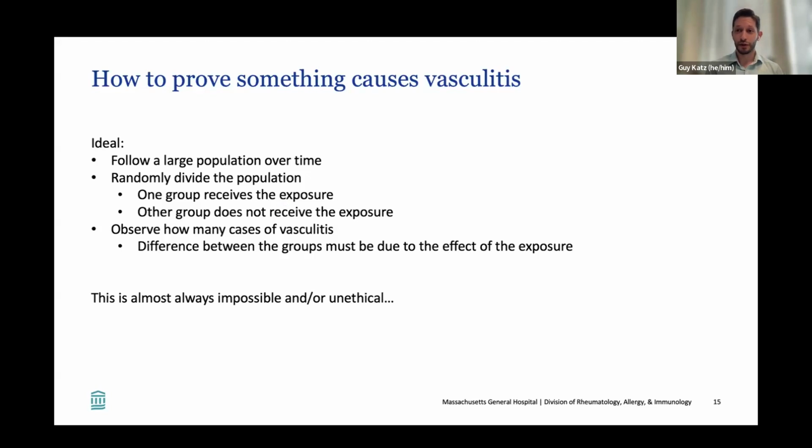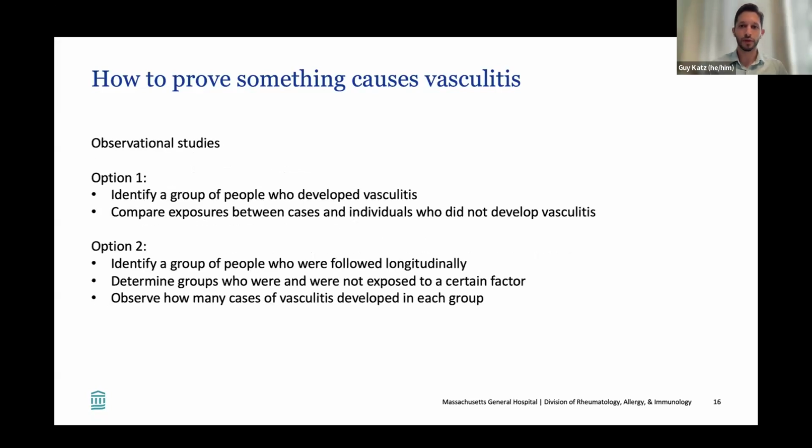If we were to try to figure out if tobacco causes vasculitis, and doing it in this way would mean that we have to assign half of the population to use tobacco and half of the population not to use tobacco. There are obviously inherent issues with that, so it's really not something that can or should be done. So we have to use other ways to figure out if something causes vasculitis. And the way we do that is with observational studies. Observational studies means studies where we are observing the world as it is. We're not necessarily intervening and applying a certain treatment or exposure to different people.